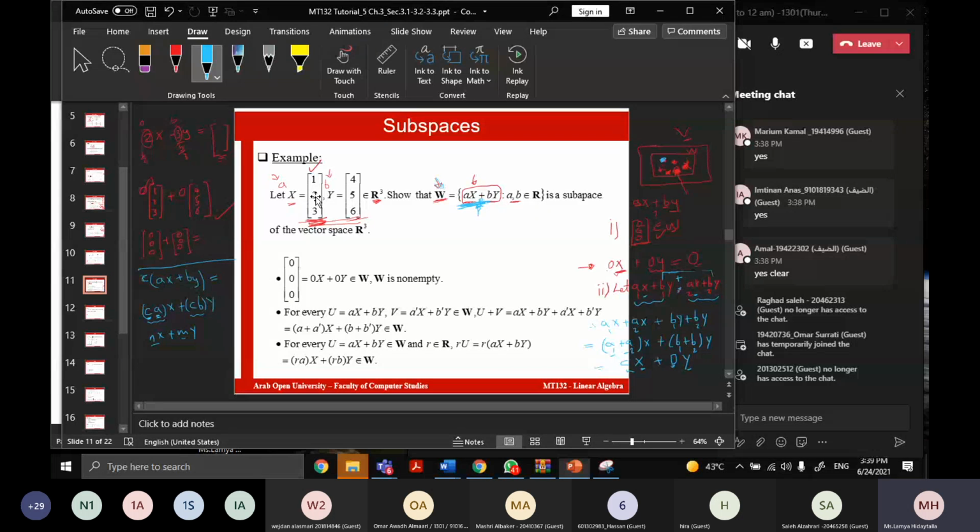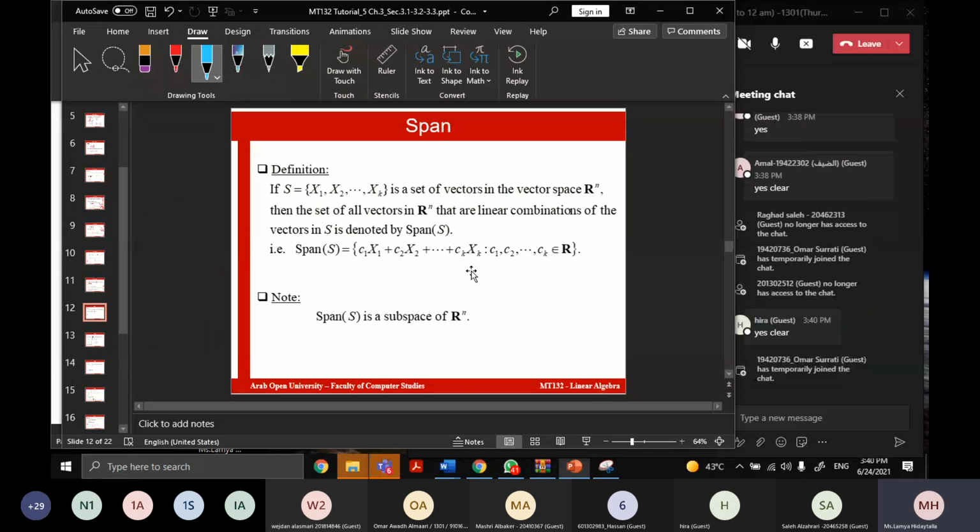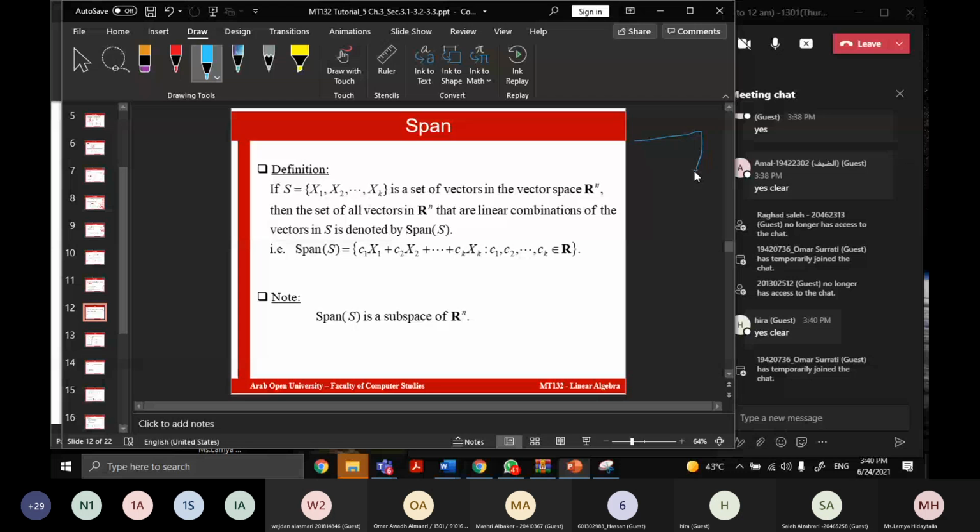So yes, the space that is generated by these two vectors by doing a linear combination is a subspace of this vector space. Clear? And now this one we will take as a theorem. What is this theorem? The theorem states like this: if you have any vector space, this is your vector space, V.